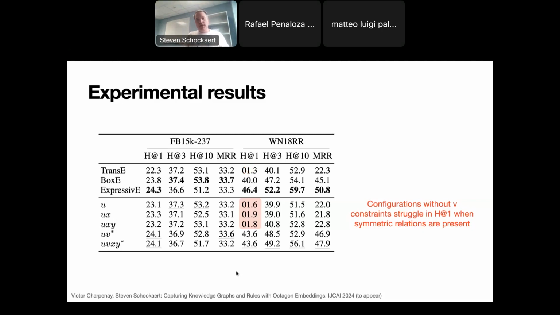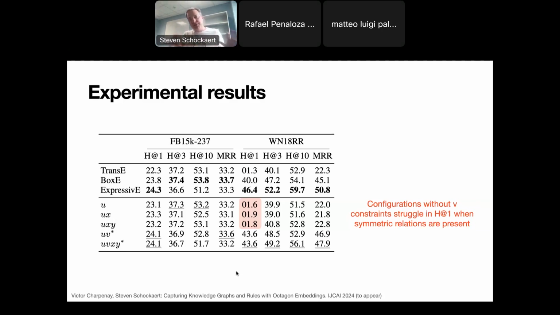So that's the main findings. The main thing for us was to see that these octagons are simple enough that they can be learned in practice, right? We get a performance that is roughly on par with existing models, slightly better than some models in some cases. For example, quite a lot better on WordNet, WN18RR, quite a lot better than TransE. But not as good as the parallelograms.